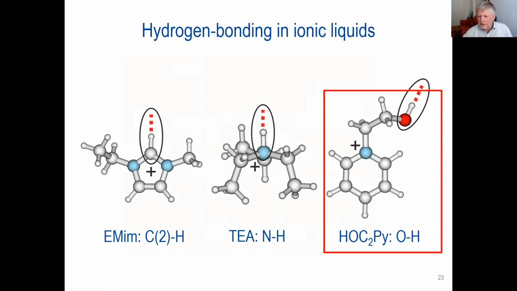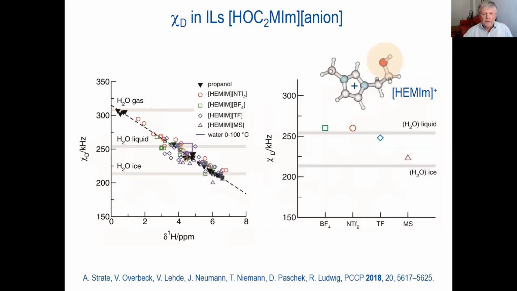Okay, so the last example is the one for the hydroxyl function of pyridinium or imidazolium or other cations. This has been mainly done by Anne Strate and Vivian Overbeck here. So we have again this nice equation. It's a little bit more crowded because we have data from a lot of ionic liquids herein. So it's basically this imidazolium cation here, but the function is similar as shown before. And again, around 0 ppm, we get gas phase values for the coupling parameter.